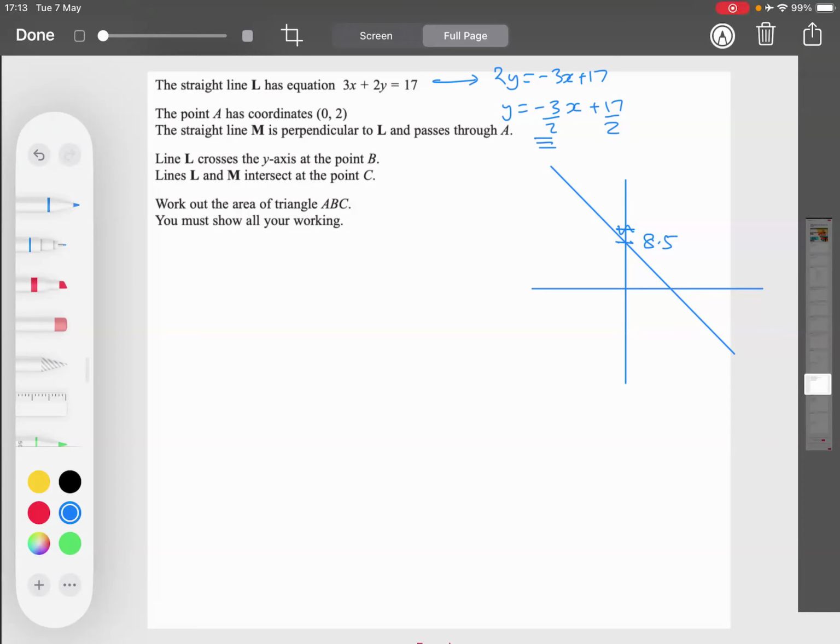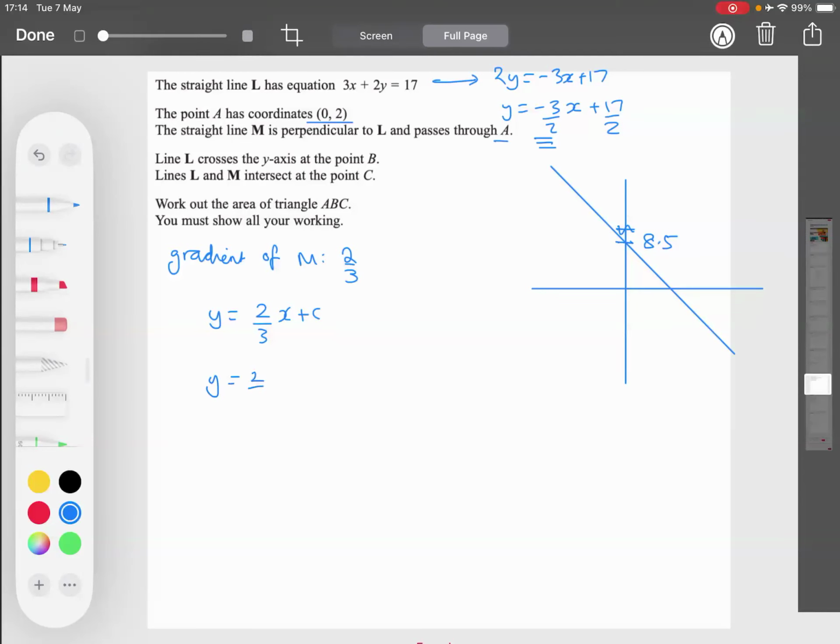And then the straight line M is perpendicular. So what's the gradient of M? 2 over 3. Yeah, it's the negative reciprocal. So the equation of M is y equals 2 over 3 x plus c. But the line passes through A, (0, 2). So what's the y-intercept of line M?